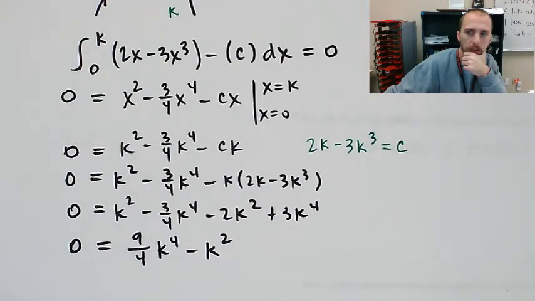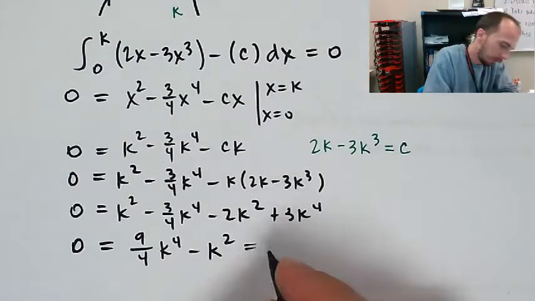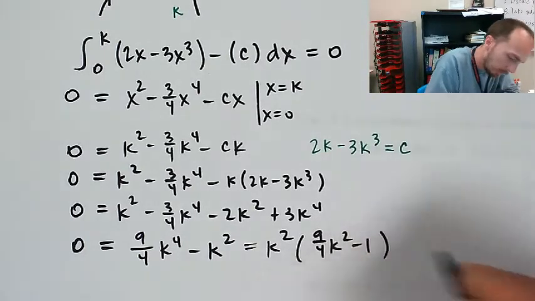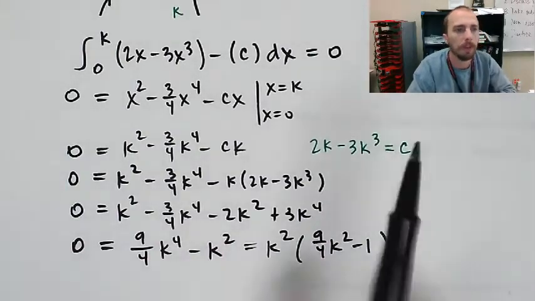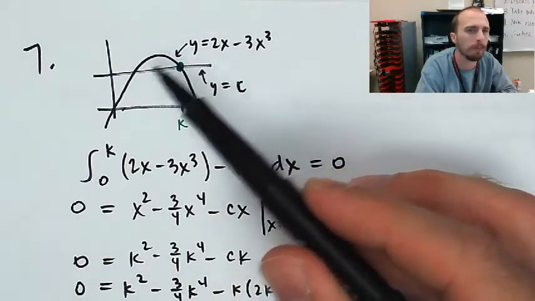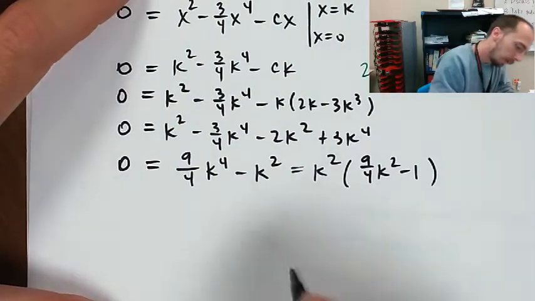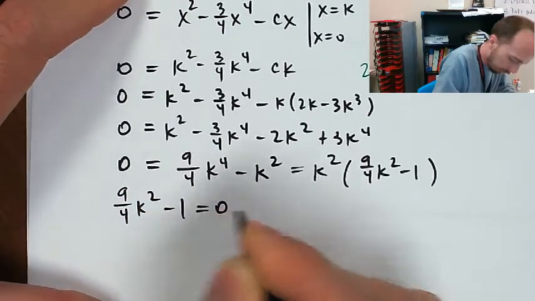Wait a second. I'm not sure why I was tripping on the fact that I can factor out this k squared, and I'll be left with 9/4 k squared minus 1. And that k squared tells me that k could equal 0 and make this equation true. But if you think about it, if we move c all the way down to the x-axis, there is no area to be equal to, so that's not going to make any sense. So what I'm going to say is that 9/4 k squared minus 1 is equal to 0.